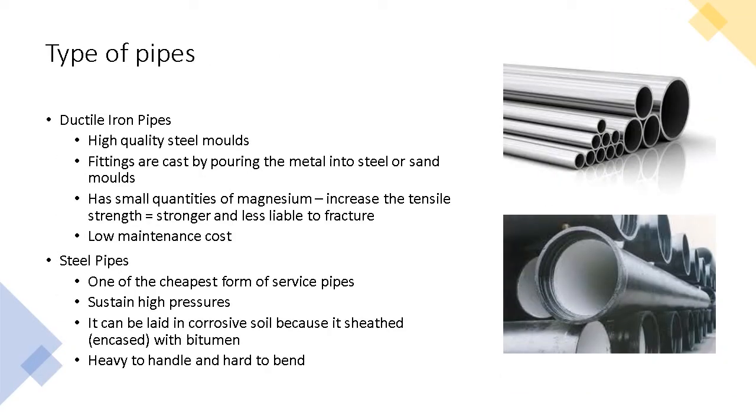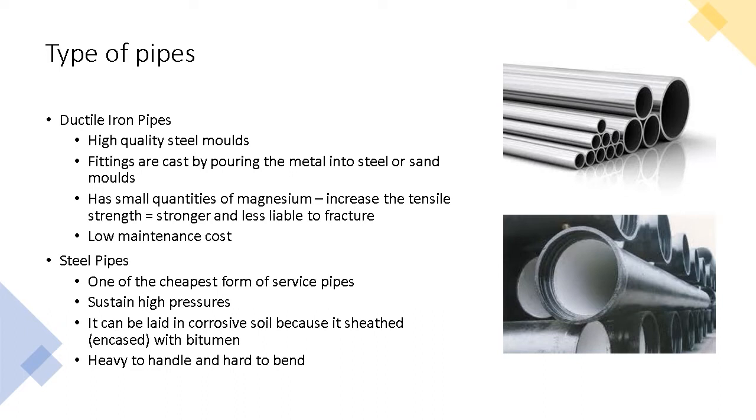Ductile iron pipes, it is a high quality steel mold. Fitting are cast by pouring the metal into steel or sand molds. Has a small quantities of magnesium which increase the tensile strength and make it stronger and less liable to fracture. Kuat lah. Low maintenance cost.